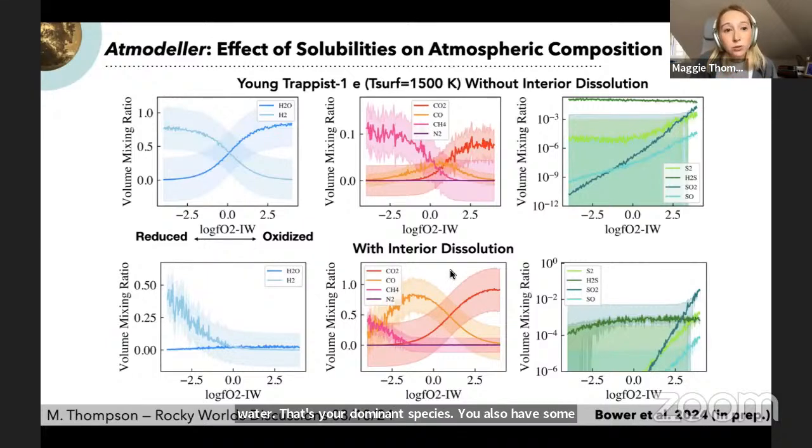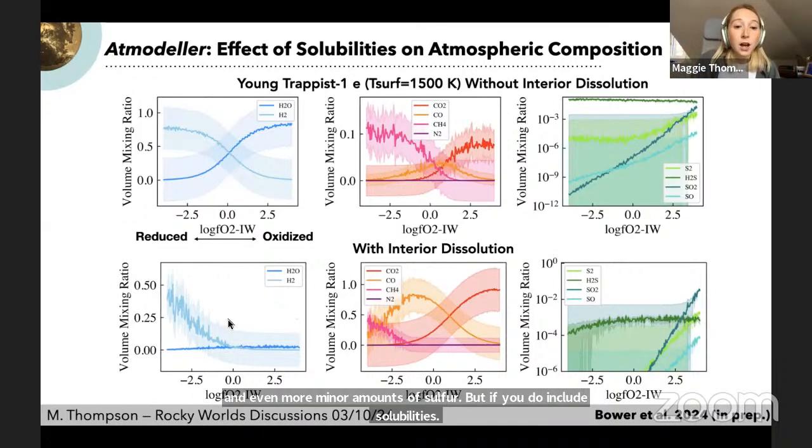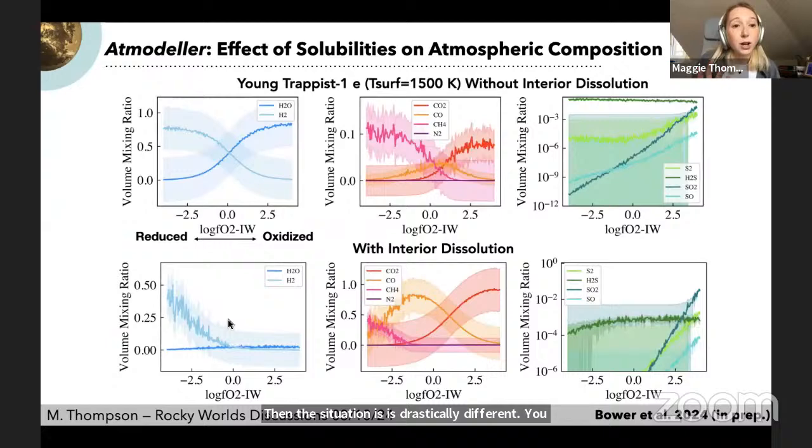But if you do include solubilities, then the situation is drastically different. You no longer have a water-dominated atmosphere, and if anything, no longer even hydrogen dominated. In very reduced cases, you can still have some significant amounts of H2, but all of your water is pretty much dissolved. Water is extremely soluble in typical silicate melts. So instead, you're going to be carbon dominated.